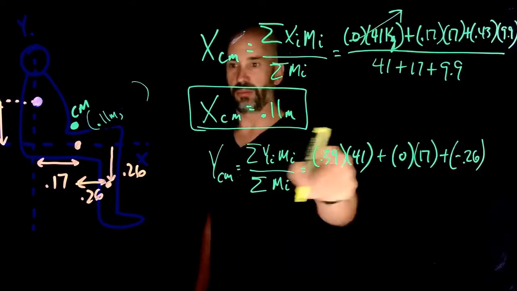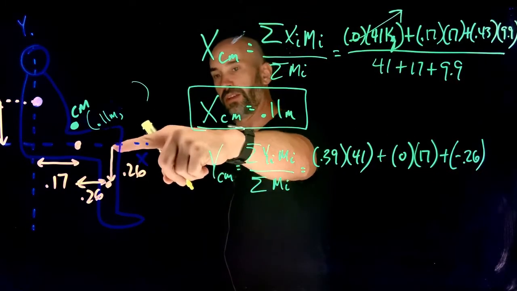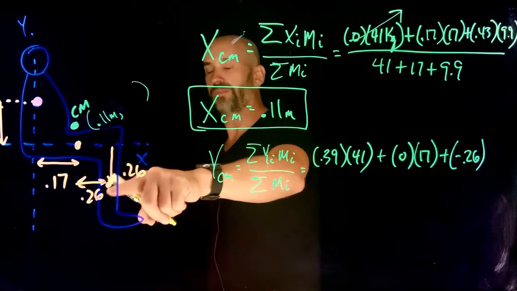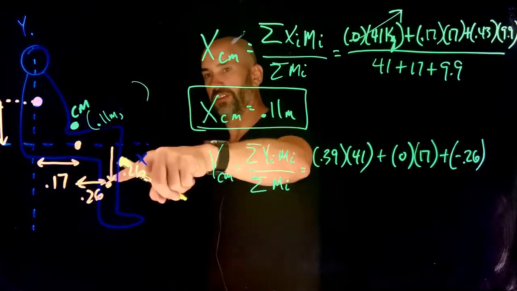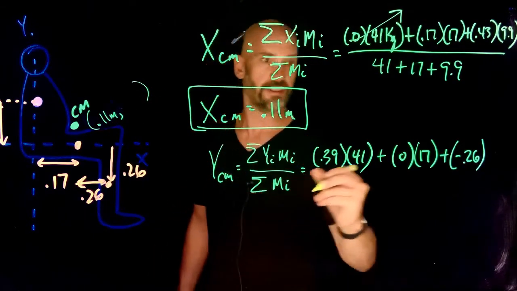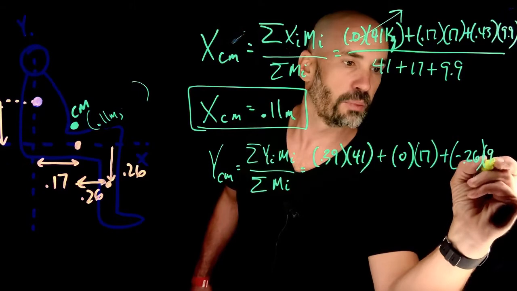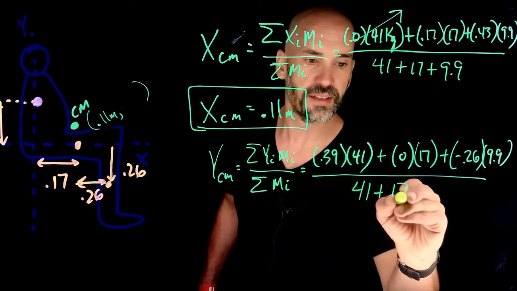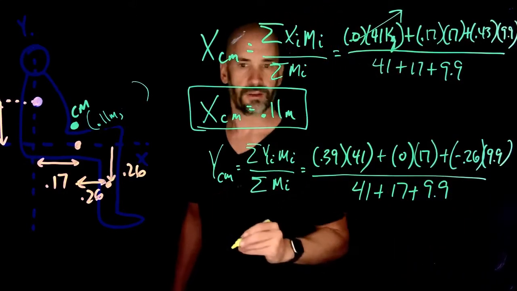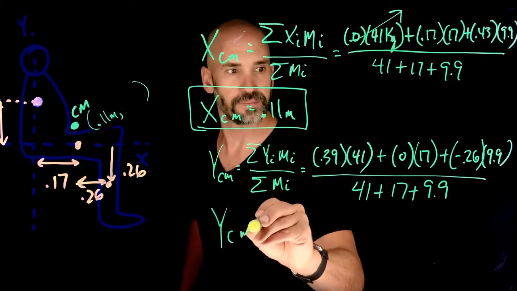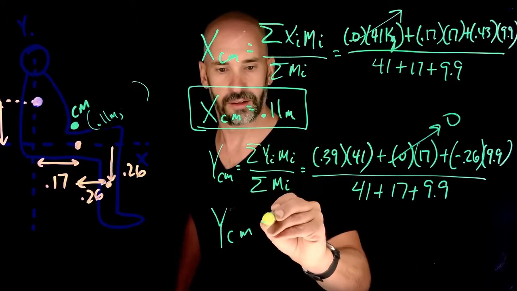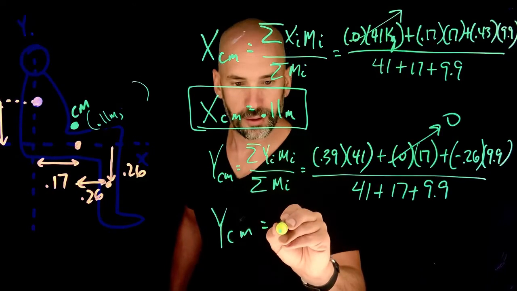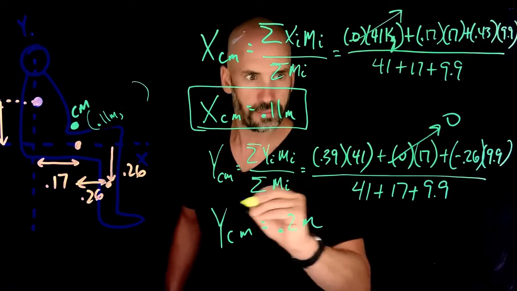That's important. Signs are important here because your center of mass is going to be very different whether it's negative 2.6 or negative 0.26 or positive 0.26. That's going to definitely change the center of mass of an object. And the mass of the lower leg, again, is 9.9. And all these together is 41 plus 17 plus 9.9. If I put all that in my calculator, I get a value of 0.2 meters.